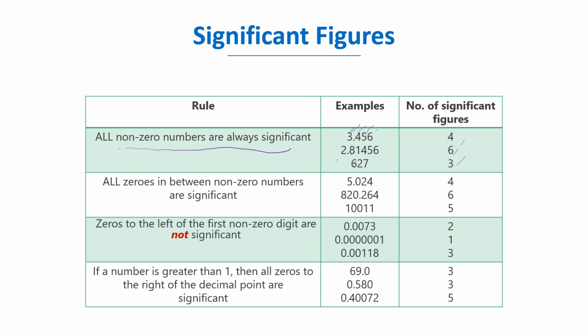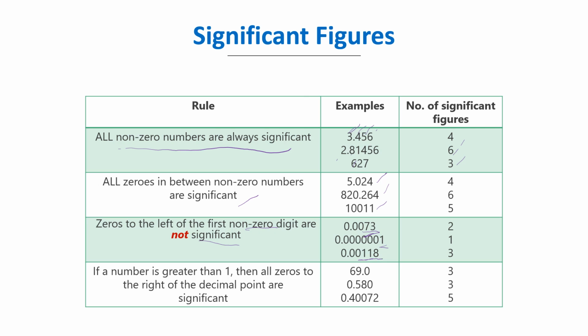And all zeros in between non-zero numbers are significant. So the zero between the non-zero numbers here, the zero in the middle, we also consider as a significant figure. So in this case we have 4 significant figures, 6, and 5 significant figures. How about zeros to the left of the first non-zero digit? These are not significant. When you have 0 on your left hand side here, it is not considered a significant figure. So here we have only 2 significant figures, here only 1, and this one only 3.